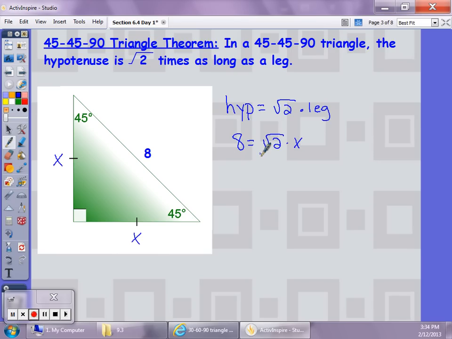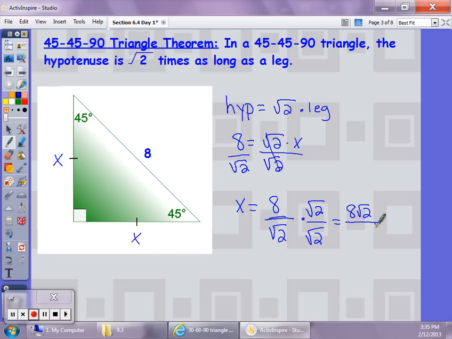So if we solve for x, we can divide both sides by root 2, which leaves us with x is going to equal 8 over root 2. We always want to make sure that we simplify, meaning that there are no radicals in the denominator. So since root 2 is already simplified, I can simply multiply both the numerator and the denominator by root 2. And if we multiply, we're going to have 8 root 2 in the numerator.